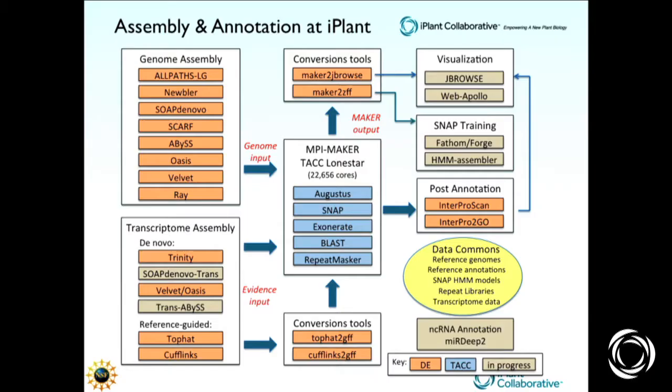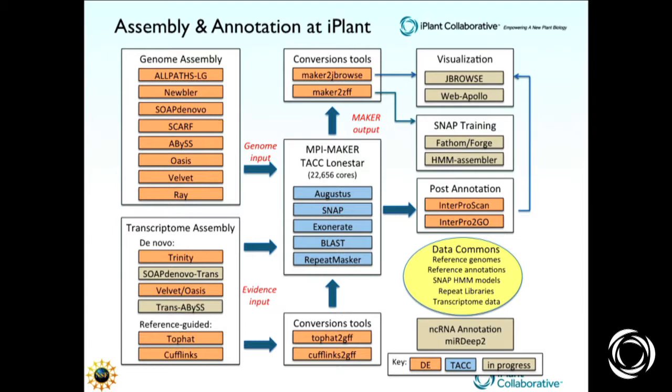SNAP, as I said, was designed not only to do ab initio prediction, but also to be trainable. It was designed specifically so that it would be easily trainable. So there are methods for that. That can be done using the Atmosphere image, currently on the command line. SNAP is also available as a standalone tool in the Discovery Environment, but the ability to do the training is not there yet. So that's something that we have as a goal.